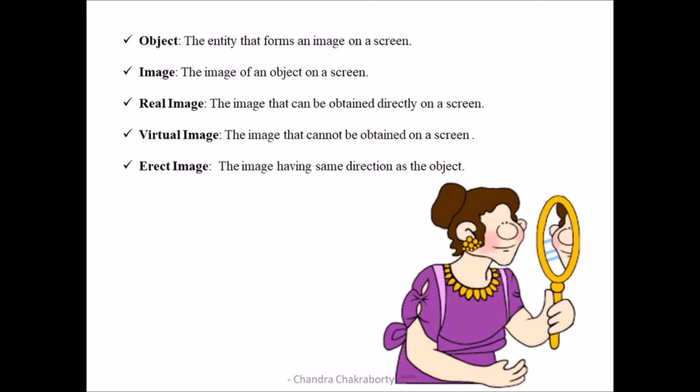Now, what is erect image? The image having the same direction as that of the object is called erect image. It is always upright and straight. The image formed by a plane mirror is an erect image. We will discuss it later on.